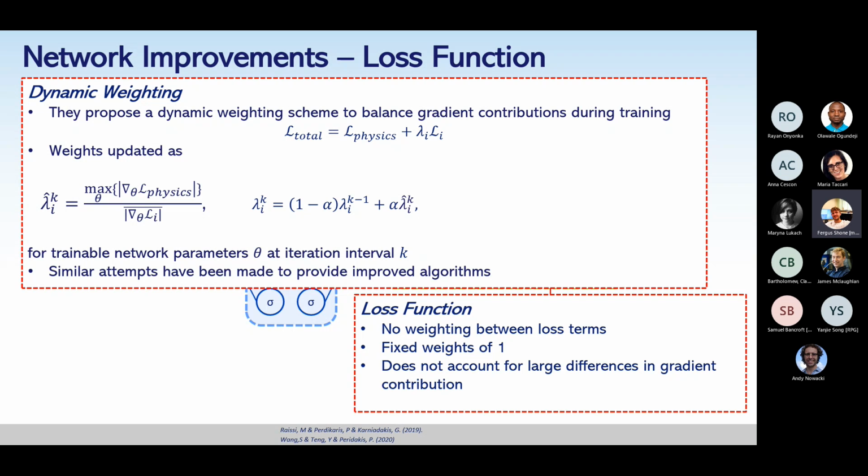So this works quite well. I use this in my own work, or a variation of this, but there have been other algorithms that have been proposed, for instance, using trainable loss weights.